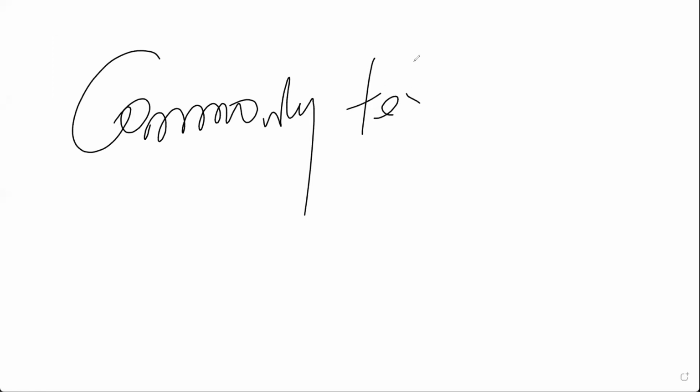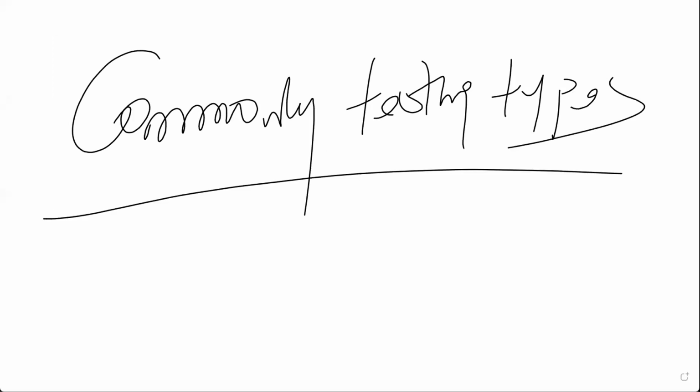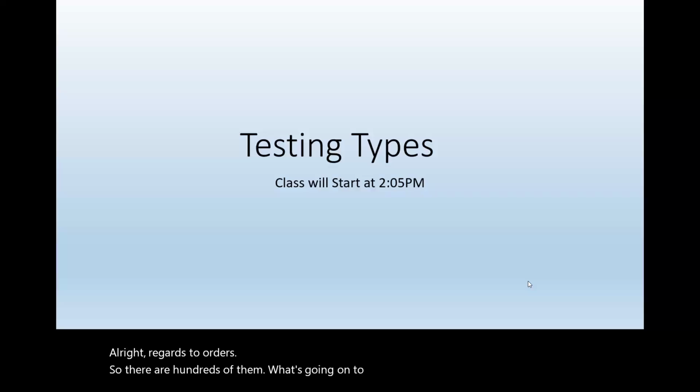Commonly tested types, all right? So it's going to be commonly tested types, because we have hundreds of them. Scientific testing, monkey testing, reversible testing, adult testing, we have different testing types, but these are the commonly tested types that you do. It's common, right? So there are hundreds of them, but we're going to take on these different types of testing.